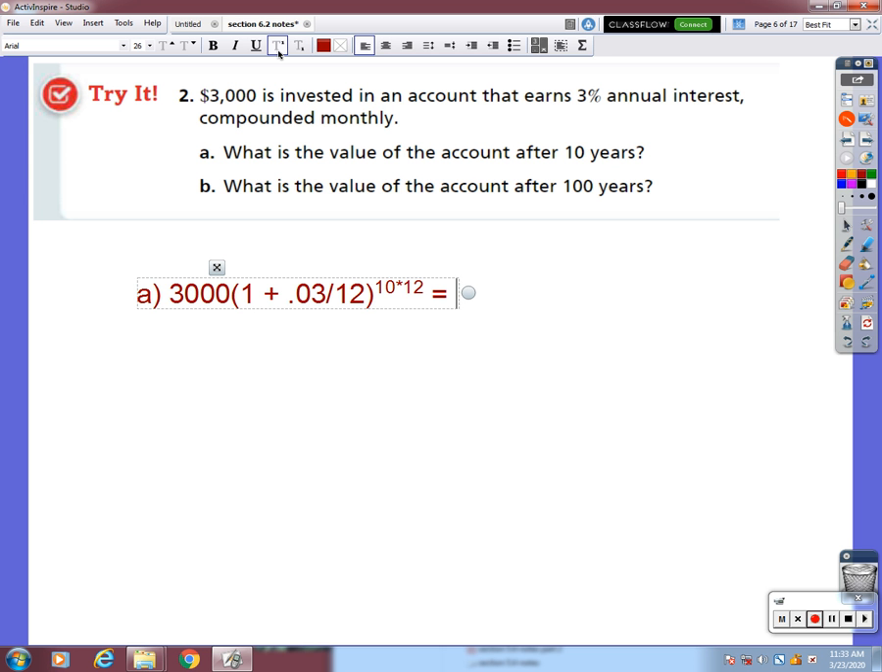And then this is going to end up being to the 120th power. So we end up with $4,048.06 if we do it for 10 years.